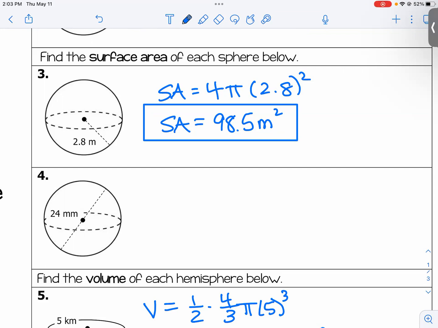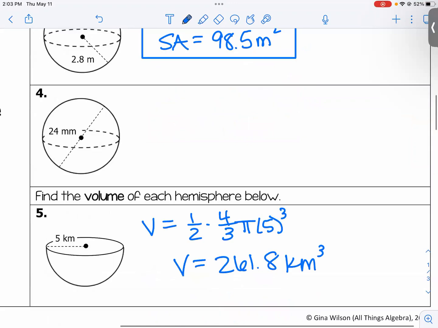I am a little bit concerned about your labels. Make sure if it's area, we have square units. If it is volume, we have cubic units. Will you take off points on the extra? That's why I'm bringing it to your attention.